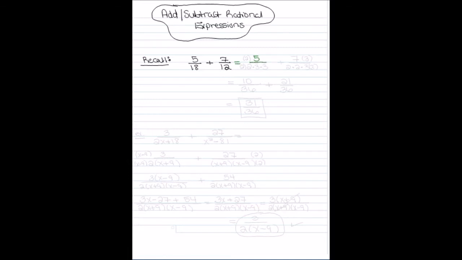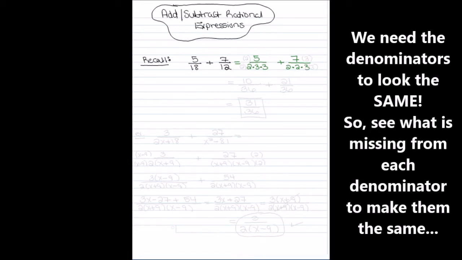I have a denominator of 18. So that can be broken up into 2 times 3 times 3. And for the second fraction, I have a denominator of 12. And that can be broken up into 2 times 2 times 3. So the goal here, in order to add or subtract fractions, is that they have to have the same denominator. And as you look at these fractions, they do not have the same denominator.